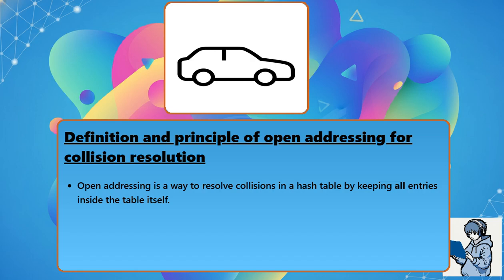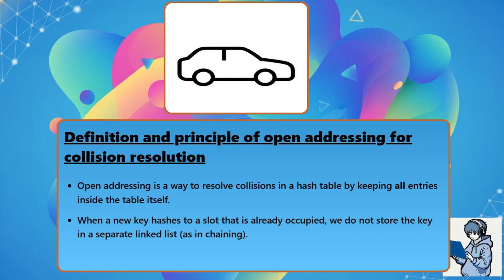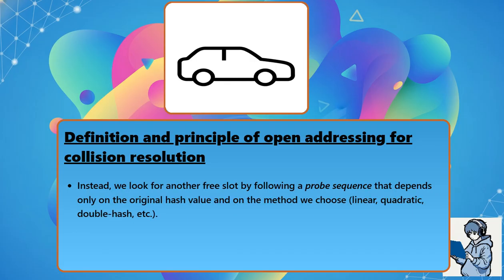Open addressing is a way to resolve collisions in a hash table by keeping all entries inside the table itself. When a new key hashes to a slot that is already occupied, we do not store the key in a separate linked list as in chaining. Instead, we look for another free slot by following a probe sequence that depends only on the original hash value and on the method we choose: linear, quadratic, double hash, etc.